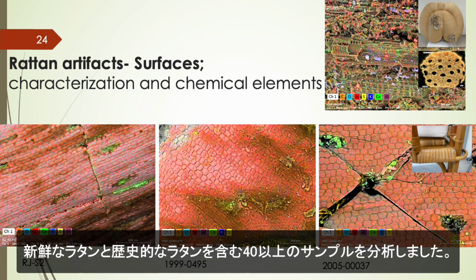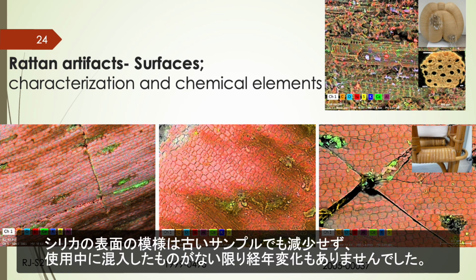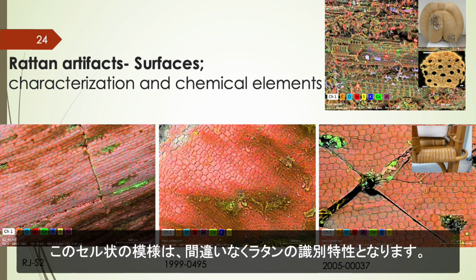Just saying more about the surface. Over 40 samples of rattan were analyzed, of both fresh and historic rattan. And the pattern of a silica surface was not diminished in all the samples, which is telling us that the aging really did not change the configuration in any way. The cellular pattern, without a doubt, can serve as an identifying feature of rattan.